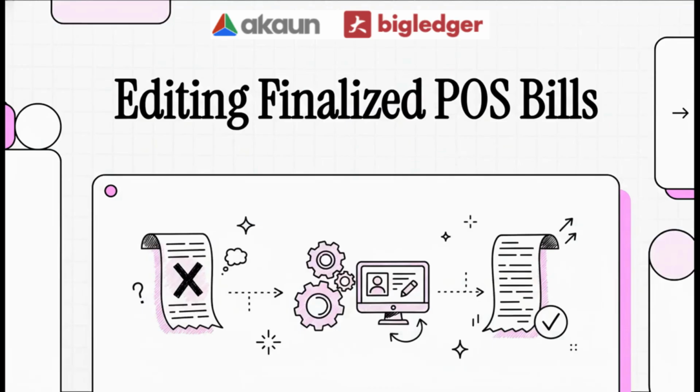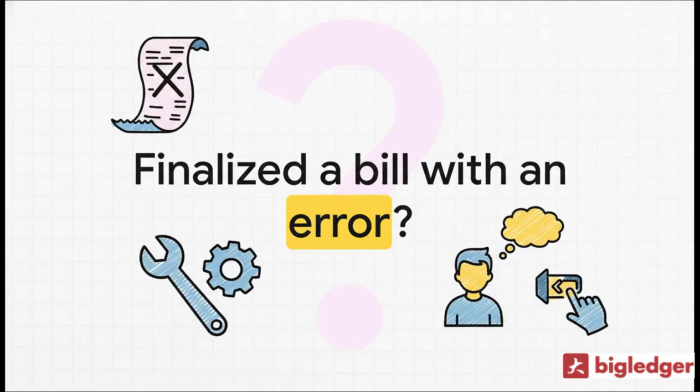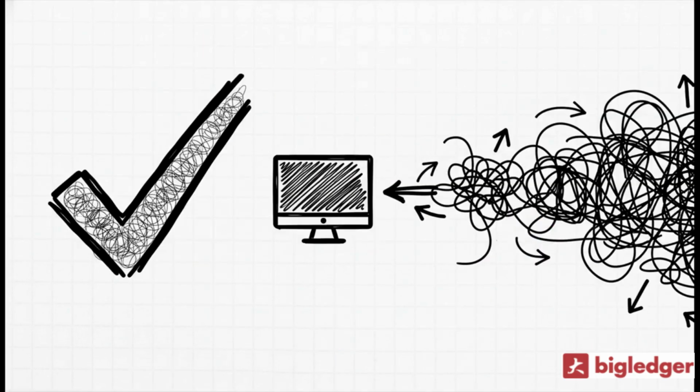Okay, so you finalized a bill and oops, there's a mistake. Let's talk about how to fix that. It happens, right? A customer needs a change after the sale's done. But can you actually fix it? Yes, you absolutely can. And pretty much every correction starts from the exact same screen.